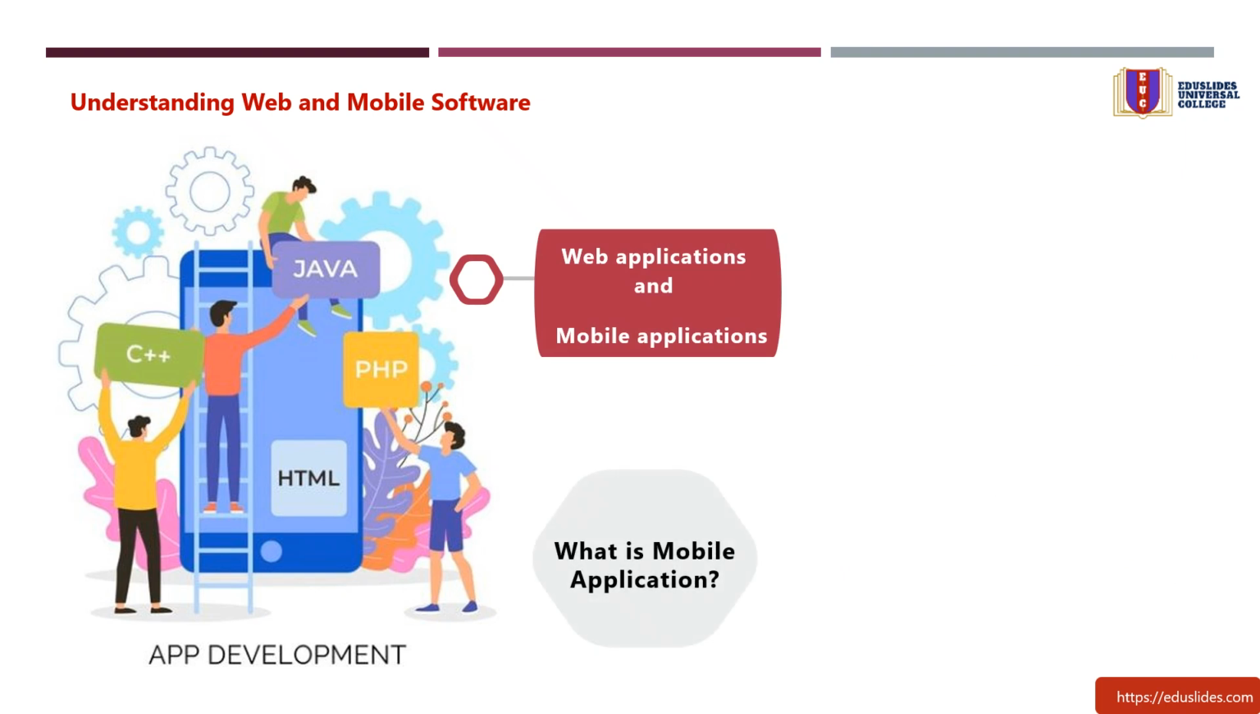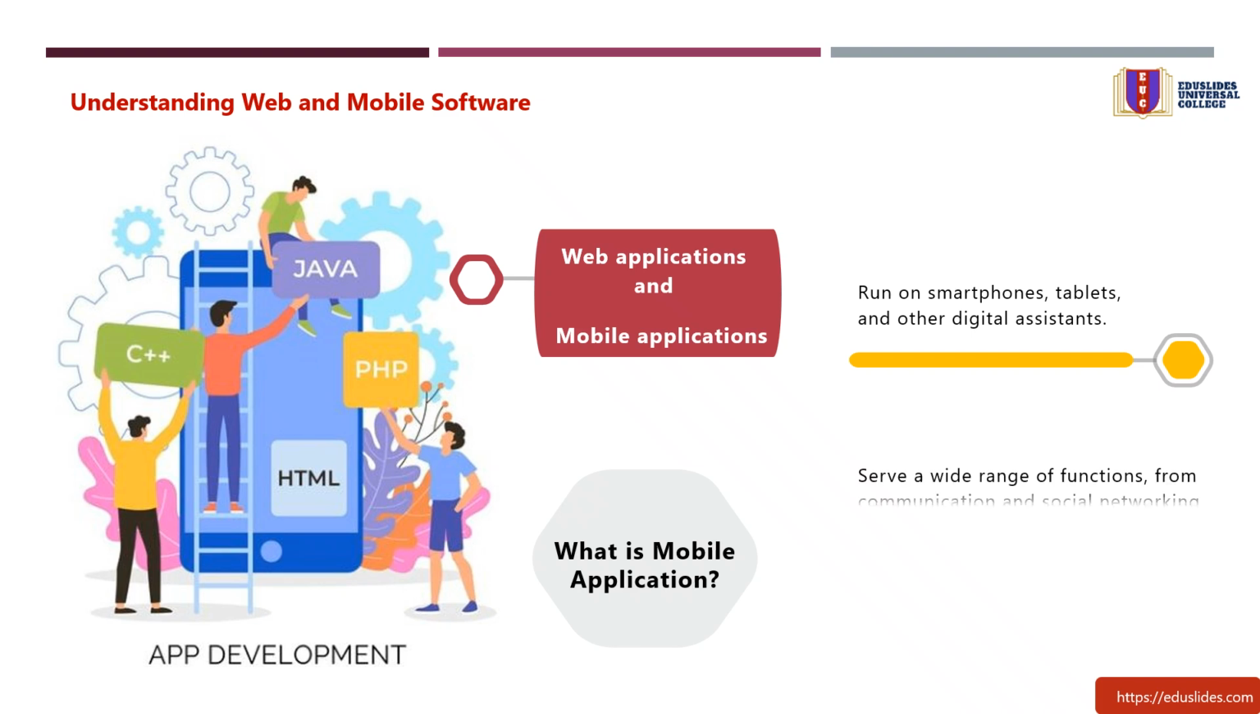What is a mobile application? On the other hand, mobile application development refers to the process of creating software that is specifically designed to run on smartphones, tablets, and other digital assistants. Most mobile apps are created for two primary operating systems, Android and iOS. These applications can be downloaded from respective app stores like Google Play or the Apple App Store, or they may come pre-installed on the device.